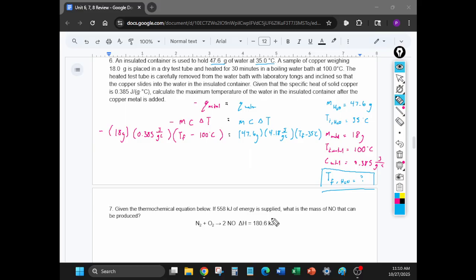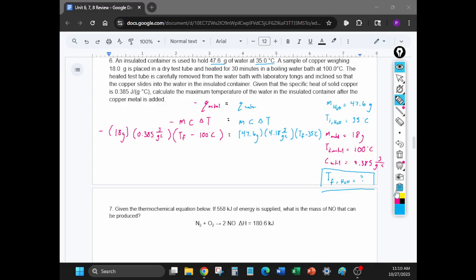All right, everybody good with what we got up there? Mass of the water 47.6. Not calcium. The specific heat of the water is 4.18, and then the TF minus 35 degrees Celsius.